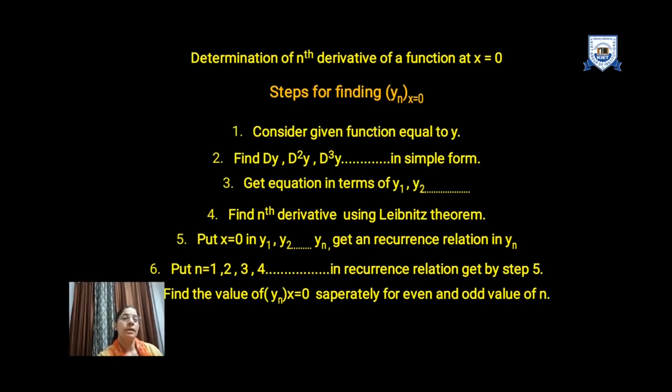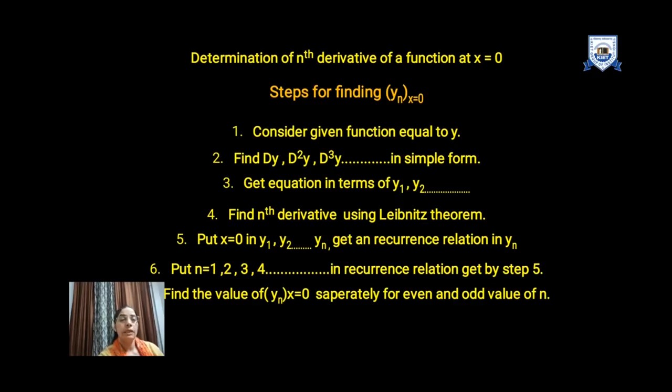The first step: let's consider the function y, whatever the given function, then find its higher order derivatives, first order derivative, second order, up to nth and so on. Then get an equation in terms of y1, y2, y3, up to n. Find the nth differential coefficient using Leibniz theorem. Then you find an identity by Leibniz, and then put x equals 0 in the different order derivatives, the first order differential coefficient, second order, up to n and so on.